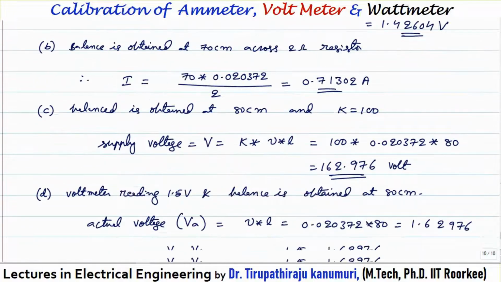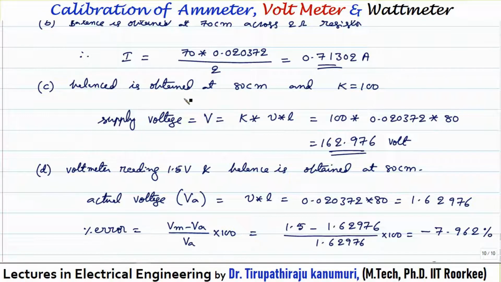For part C, balance is obtained at 80 centimeters and the multiplication factor is given, it is equal to 100. So the actual supply voltage will be equal to this multiplication factor multiplied by the voltage measured by the potentiometer. The voltage measured by the potentiometer will be voltage per centimeter multiplied by centimeters. So this will be 100 multiplied by 0.020372 multiplied by 80. This will be equal to 162.976 volts. In this way you have to measure.